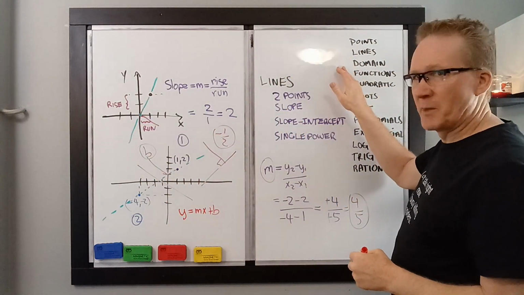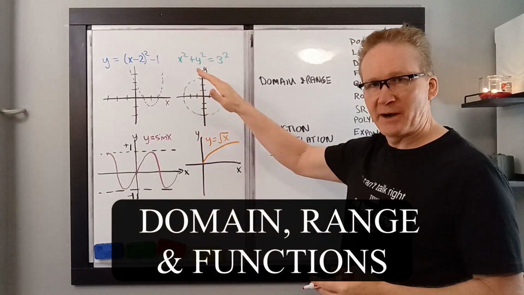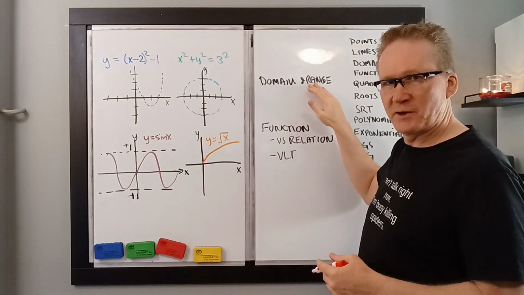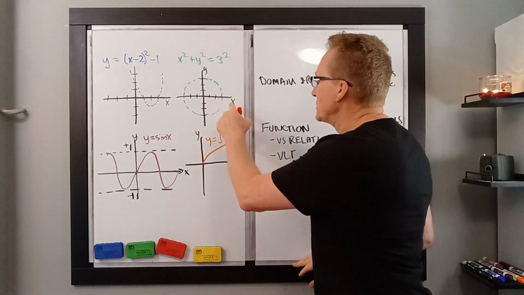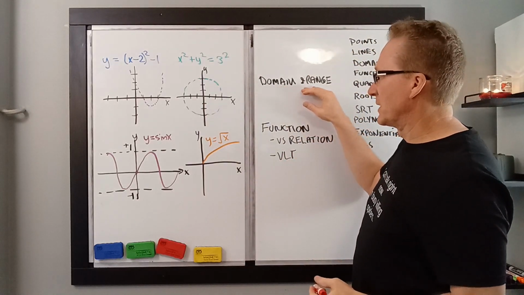Next, I'm going to talk about domains and functions. A domain is all the values of x that you're going to need to graph this, and the range is all the values of y. If you have trouble remembering which order this is, it's also alphabetical order. Just like x and y axis are alphabetical order, the domain and the range are also in alphabetical order.